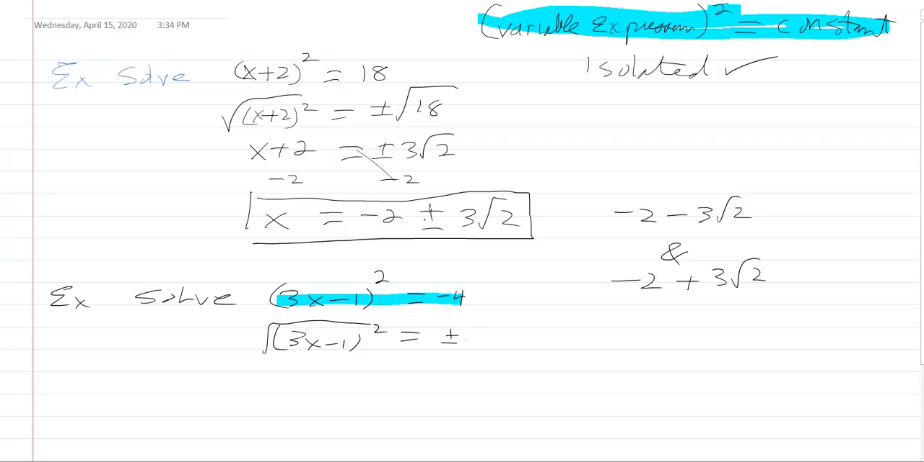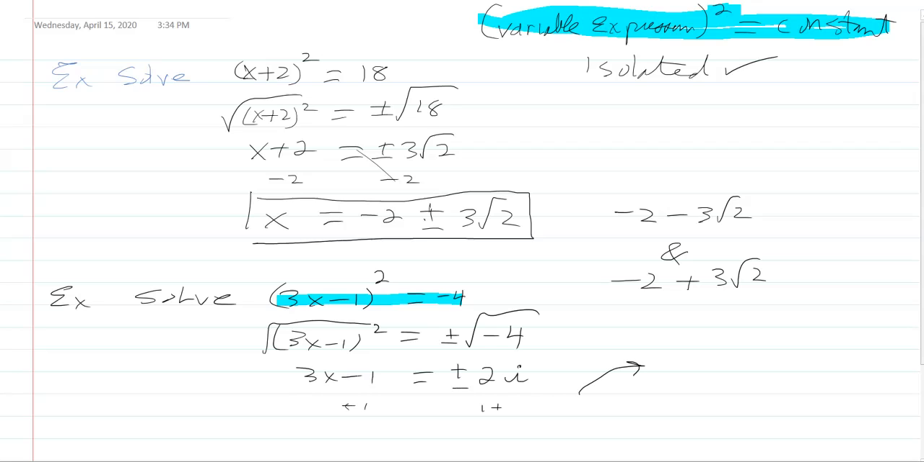And then we get the plus or minus square root of negative 4 under here. So this is a 3x minus 1. This side, however, we recognize as plus or minus 2i because of that negative, remember. All right, so the rest of it's just like the other one. We'll add a 1, add a 1.